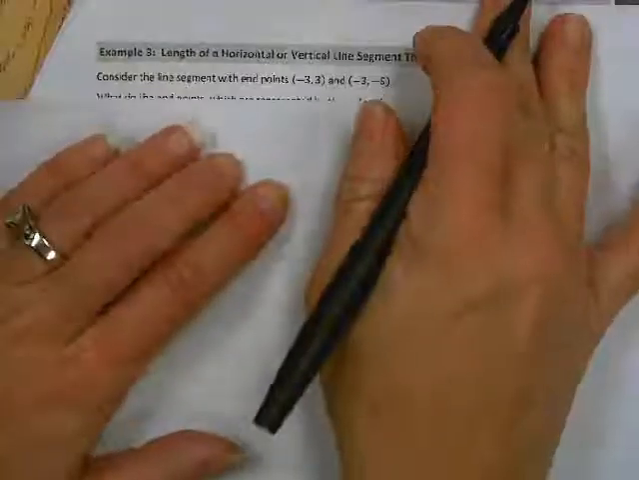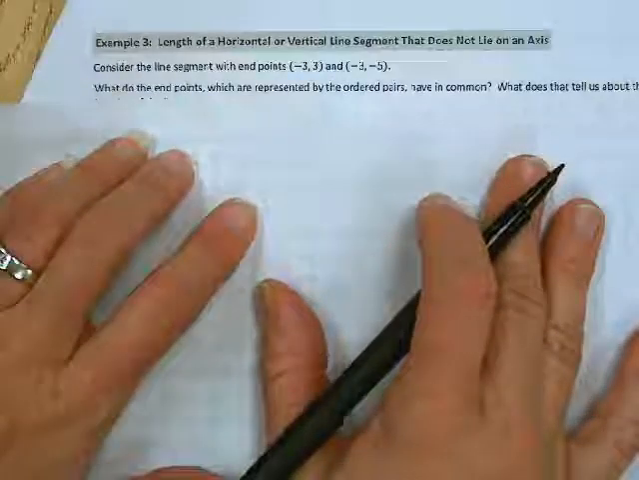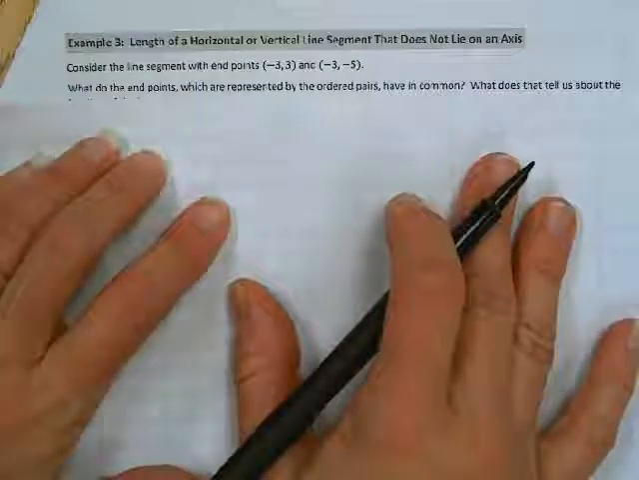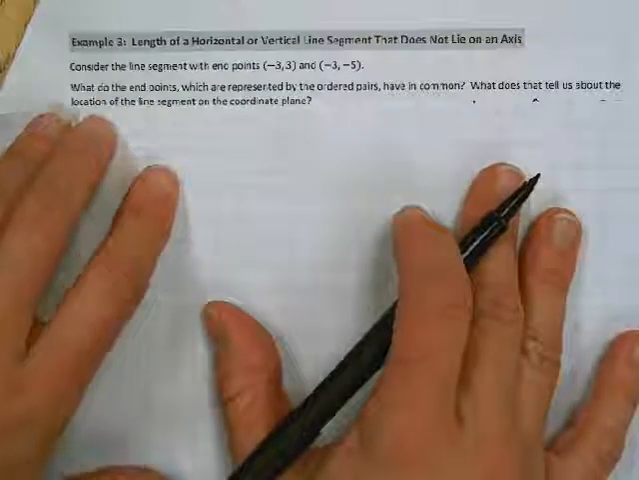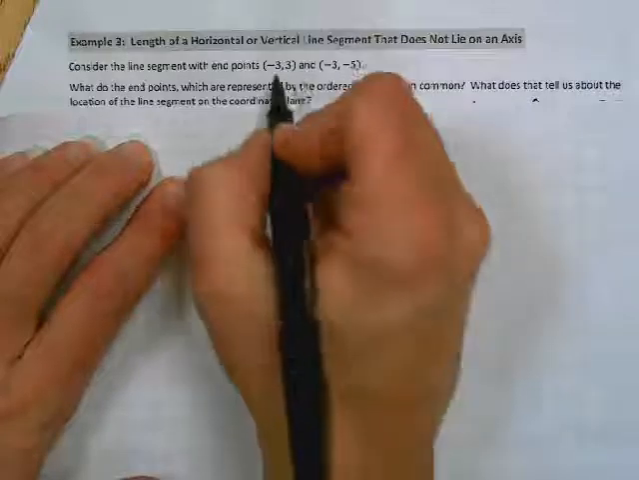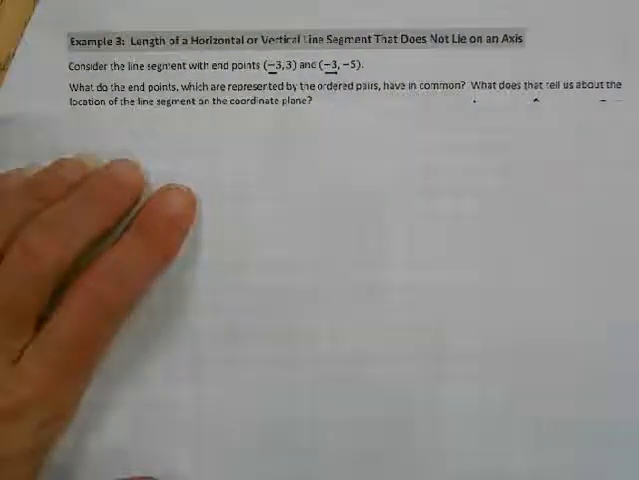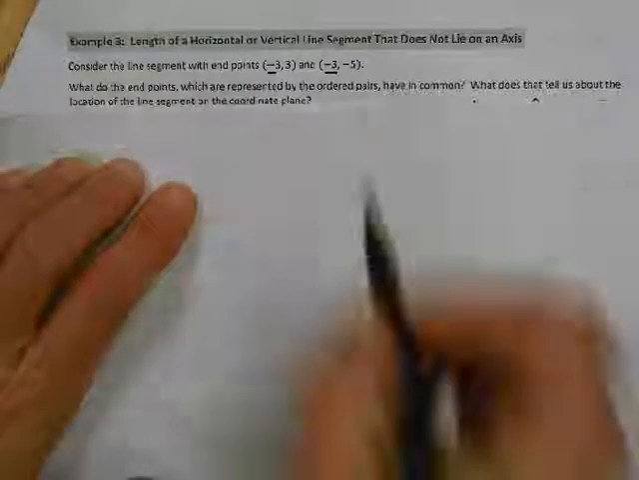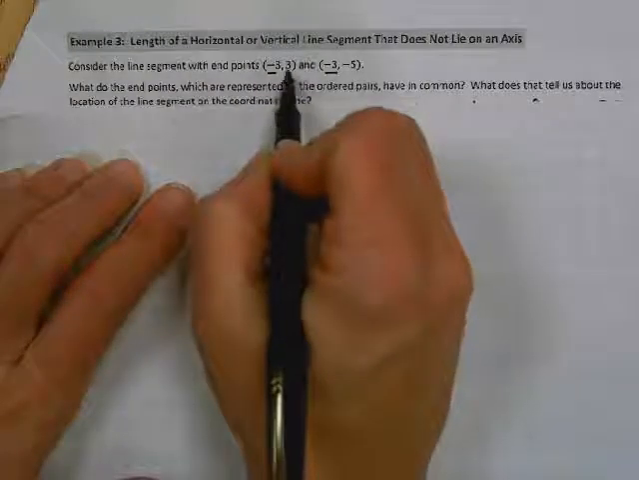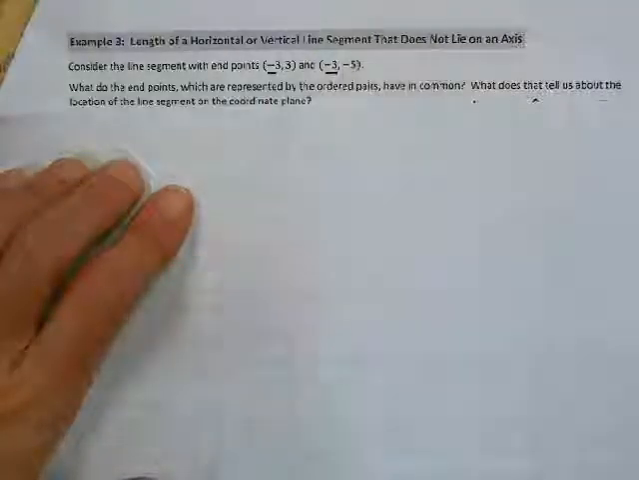So we look at what we have in common. It says, what do the endpoints, which are represented by the ordered pairs, have in common? And what does that tell us about the location of the line segment on the coordinate plane? Well, what we notice is that both the x-coordinates are -3. So it tells me it's going to sit on that line. What we notice are different coordinates are y-coordinates. This y-coordinate is +3. This y-coordinate is -5.